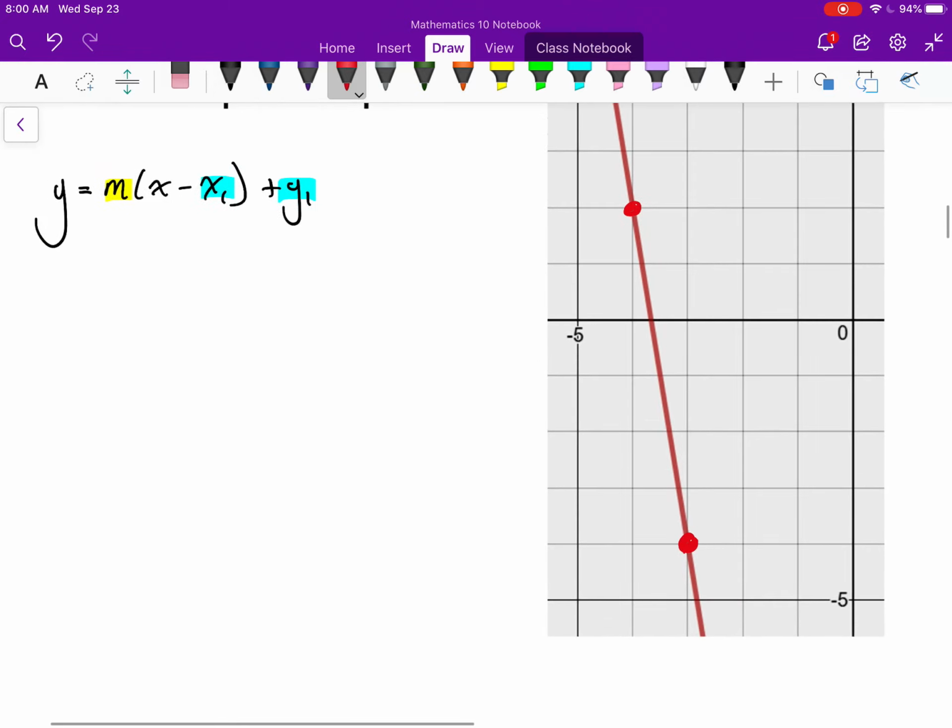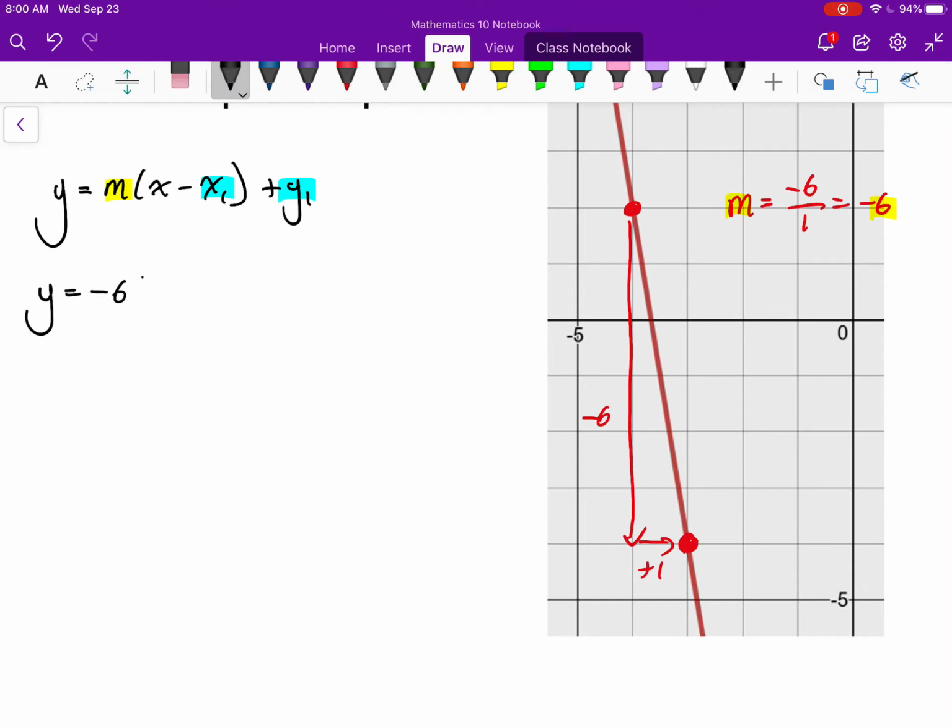Okay, I can tell the slope is negative, so I know m is going to be a negative number. But negative what? Well, I count down, what is that, 6 units, and over 1. So the slope is -6 divided by 1, or just -6. All right, so now I can rewrite my equation over here as negative 6 times x.